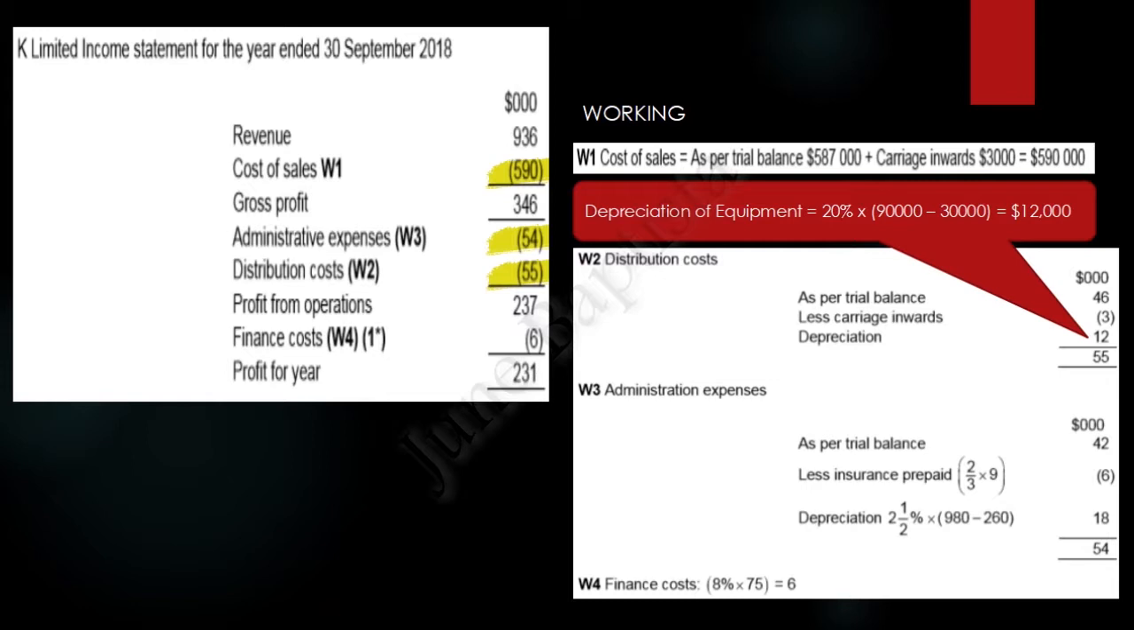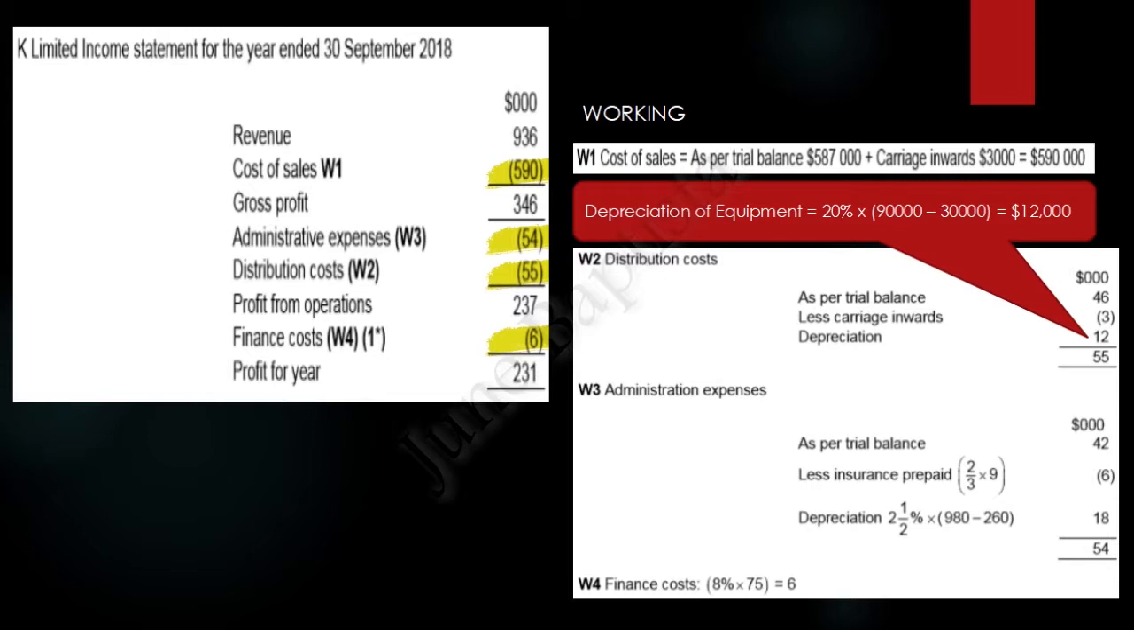This is the interest that has been paid on debentures. 8% of $75,000 works out to $6,000. Now let us look at the income statement on the left of the slide.